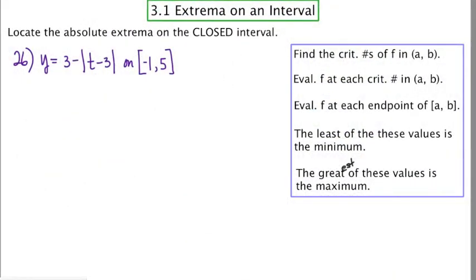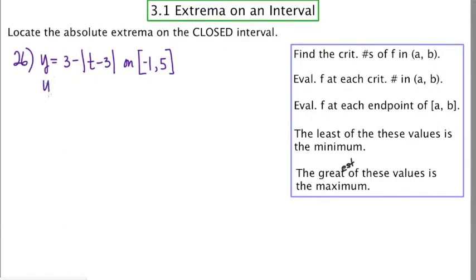Number 26, they ask us to find the absolute extrema of the function y equals 3 minus the absolute value of t minus 3 on the closed interval from -1 to 5. So this is an absolute value function, and I know that to find the derivative, I'm going to need to express this as a piecewise function, which means I first have to, for me anyway, draw the graph of this, just a real rough sketch so I can get a sense of what's going on here.